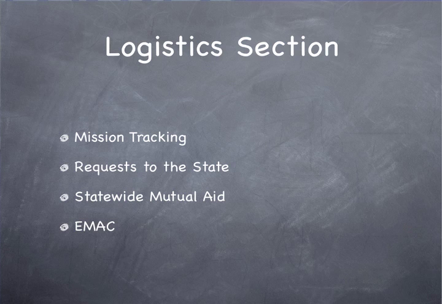The logistics section is also responsible for mission tracking. That involves maintaining all of the missions that are going into EM Constellation for state mutual aid and EMAC assistance, and also tracking the missions taking place within the EOC itself. So any important missions that are dragging behind or we're having issues trying to get complete need to be brought up during the planning meeting so that Incident Command and the planning section are aware of those issues.